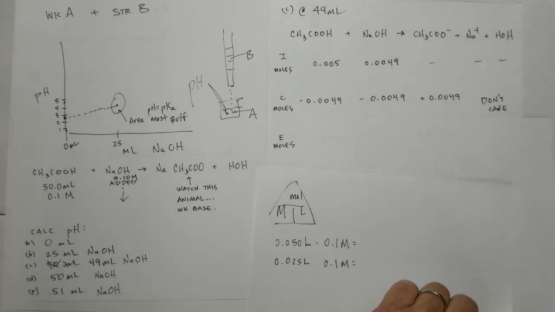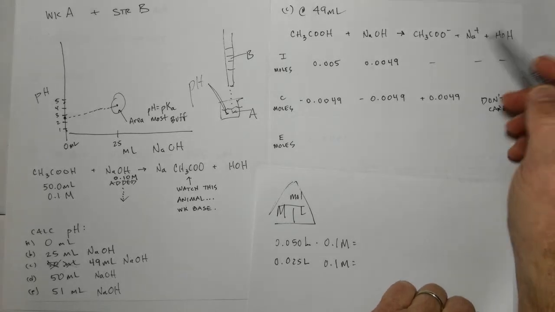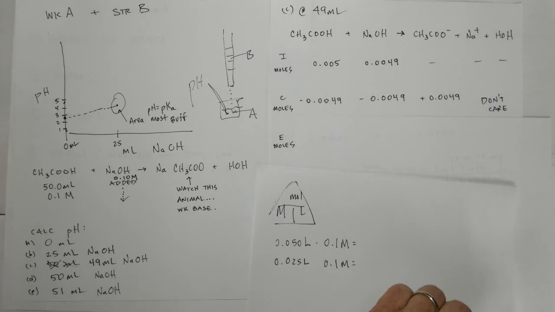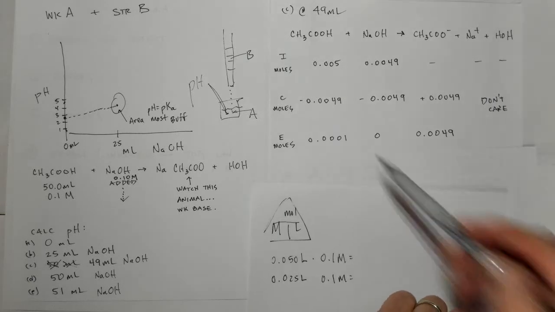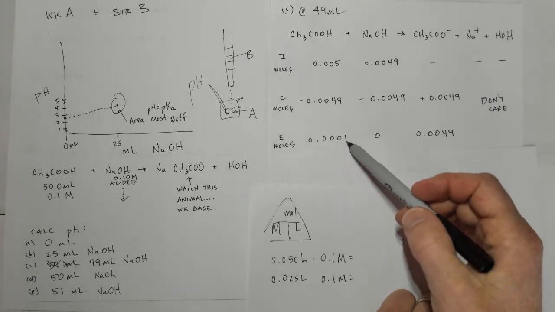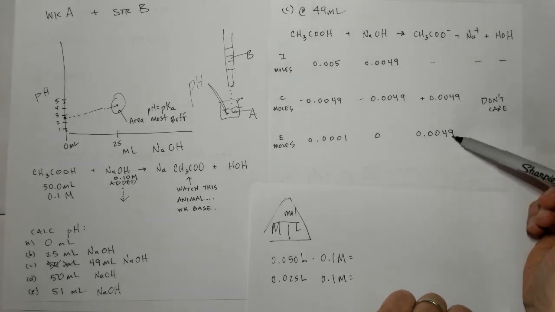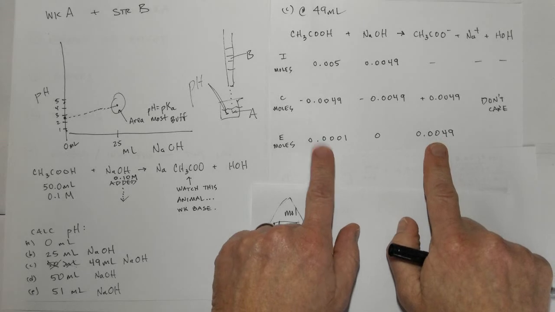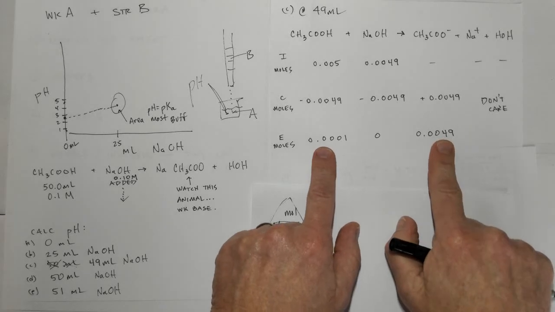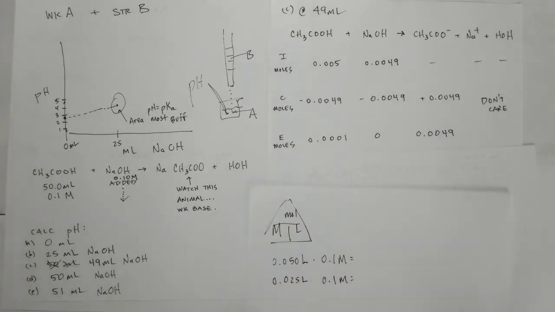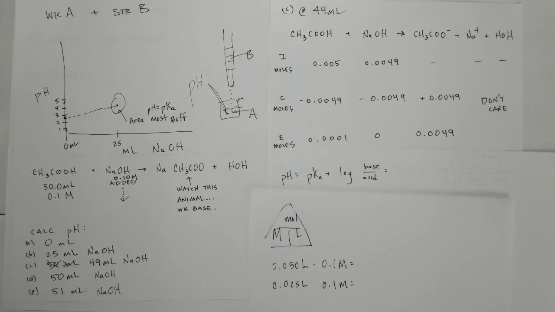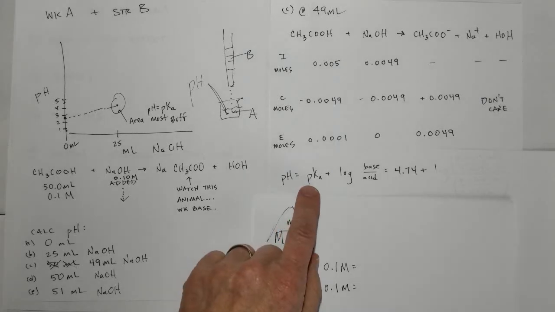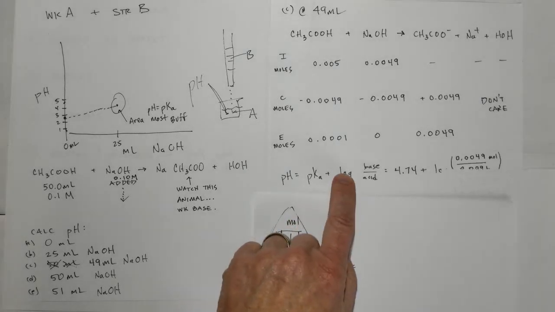And once again, I don't care about these two creatures over here because they're not going to have an effect on the pH. So I end up with very little of this acid left, quite a bit of this conjugate base left over here, but you still recognize that I have an acid conjugate base solution here, which is a buffer. And therefore, I'll use the Henderson-Hasselbalch equation once again, and I'll use the pKa 4.74 plus the log of the base.